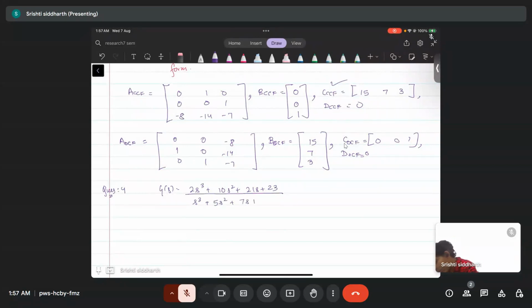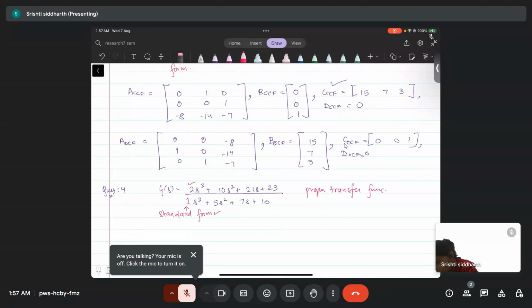So again, let's observe a few things. This is the coefficient 1, so it's standard form. And we can see because of this, it's just a proper transfer function. So let's write down what the coefficients are. So we have B0 is 23, B1 is 21, B2 and B3. Then we have A0, A1 and A2.